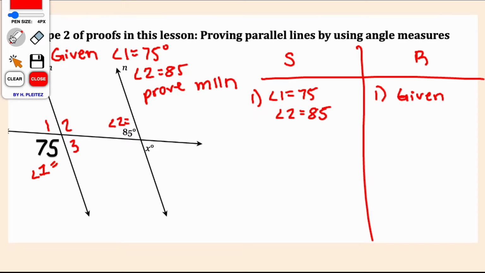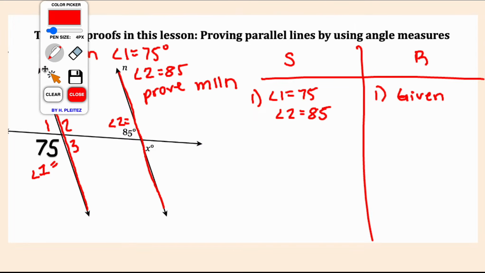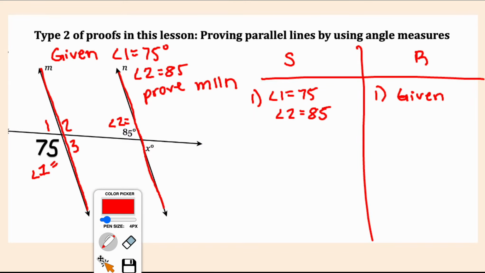We want to prove that lines M and N are parallel to one another. Now, a lot of times there are going to be different routes you can go when you're trying to do your proof, but there definitely will be some routes that are more beneficial than others. All right, so the first thing that I would do here, I would try to label my vertical angles to see if that would help me anywhere. So I'm going to use this 75-degree angle here, and I'm going to fill in the vertical angle over here. So I know that angle 2 is also 75 degrees.